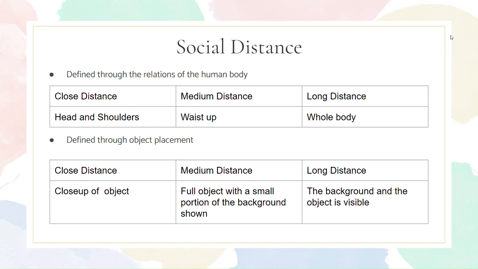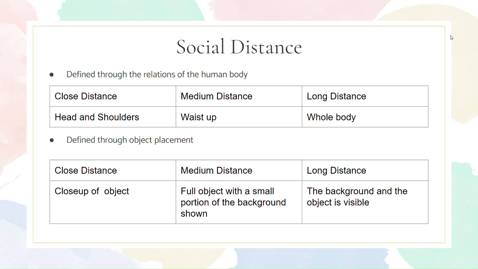And then we have the long distance, which would go further than the medium distance, which would include from the waist down. So the whole body or maybe until the knees of the participants. All right, and then we have the next one where I will define it through object placement.